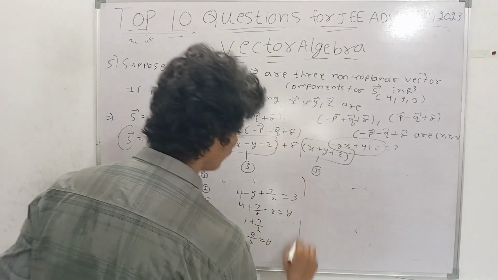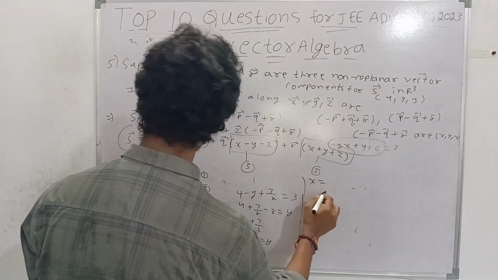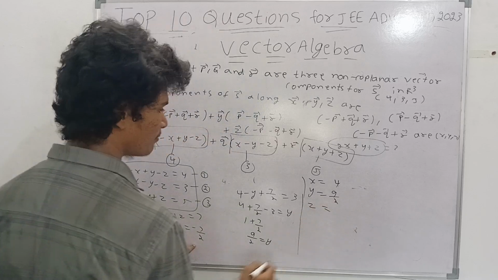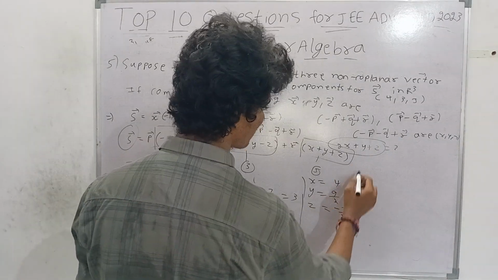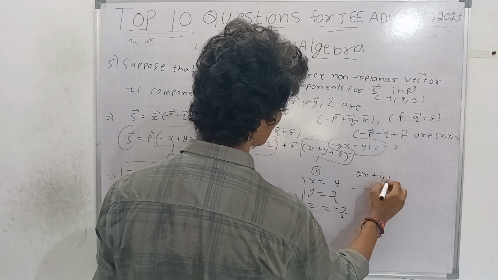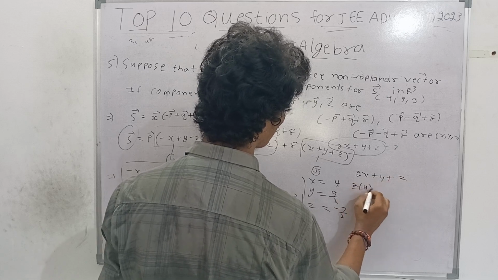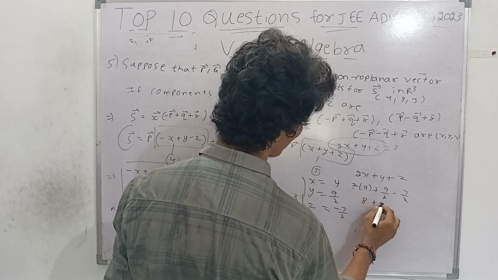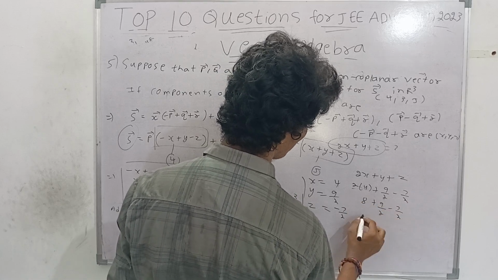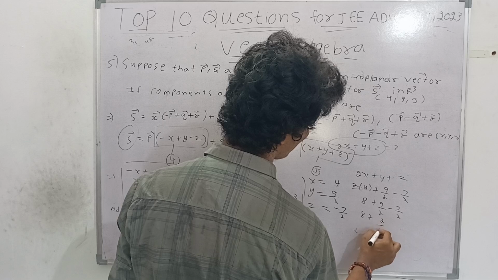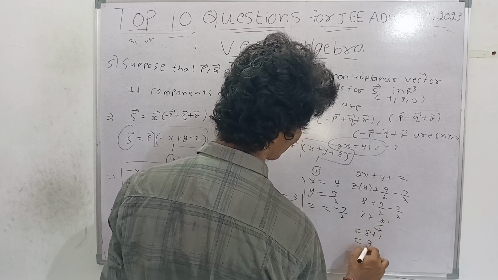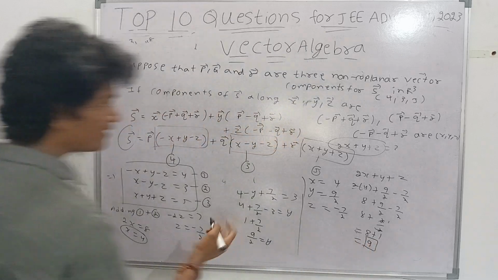And now we know the value of x. How much is x? x is 4, y is 9 by 2, z is minus 7 by 2. Substitute in this expression, 2x plus y plus z. 2 into 4 plus 9 by 2 minus 7 by 2. 8 plus 9 by 2 minus 7 by 2. It is 8 plus 2 by 2, it is 1. It is 8 plus 1. So the answer will be 9. Like this you have to do.